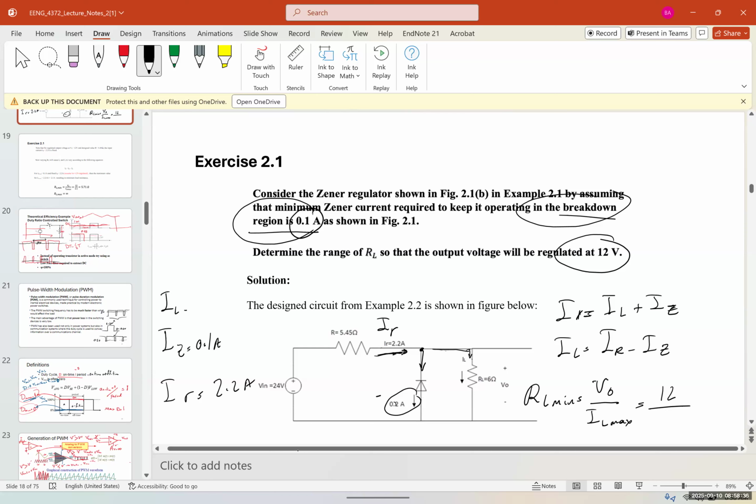Around, no, it should be less than 6. 5.7. Oh yeah, thank you. So 5.7 ohms. Perfect, thank you. And this is the minimum that RL could be. What is the maximum that RL could be? RL max could be up to infinite. You can just open circuit it and it would be up to infinite. And you can see that it's right in the range.